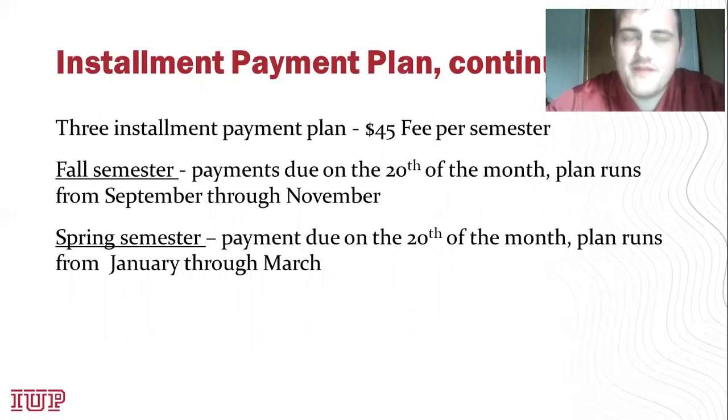We have a 3-month installment plan at a $45 one-time per semester charge. For fall, it's going to run from September through November. And for the spring semester, it'll run from January through March. And there is a $45 one-time per semester fee. Payments are due the 20th of the month.